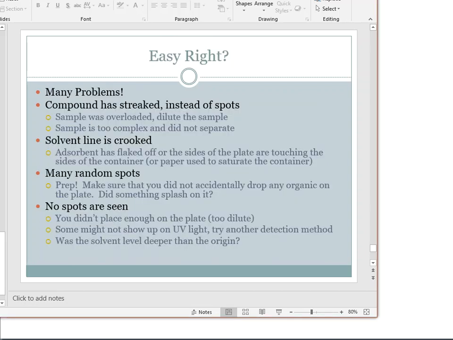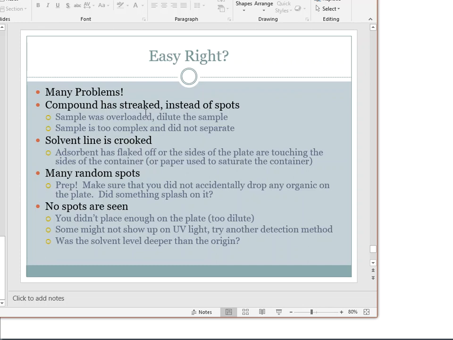Okay? All right, so some other things, problems. What kind of problems do I really see in TLC? You get very many problems. It's not very user-friendly. They're easy to run, but the problem is that there's so many things that can go wrong. One, the compound is streaked. Well, that means that you've got too much sample that's loaded there. You need to dilute the sample and you need to re-inject that sample onto the plate.